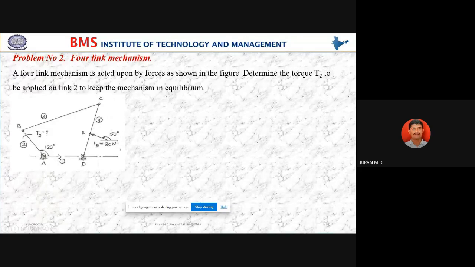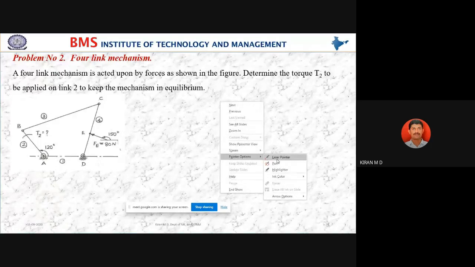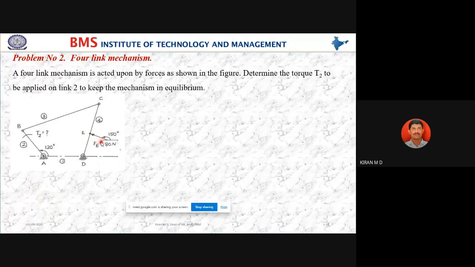So this is the mechanism. The length and all the things I will explain. This is the 4-bar mechanism. It is undergoing some force on this particular point, in this direction. It is 150 degrees and the load is 80 Newton. So we have considered this as Fe.